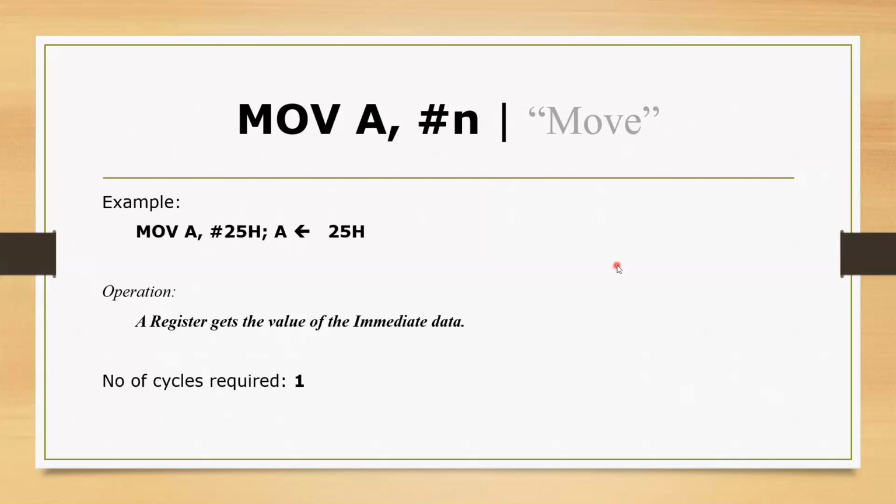So we can see the details of these instructions. An example is move A comma hash 25. This 25 is the data, and it will be loaded to the accumulator register. Whatever value was previously in the accumulator is changed, and the new value, 25, is loaded. After executing this operation, the value in the accumulator register is 25. The 25 is loaded directly to the accumulator, that is immediate addressing mode.